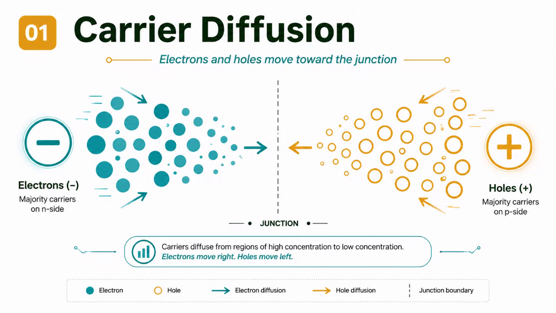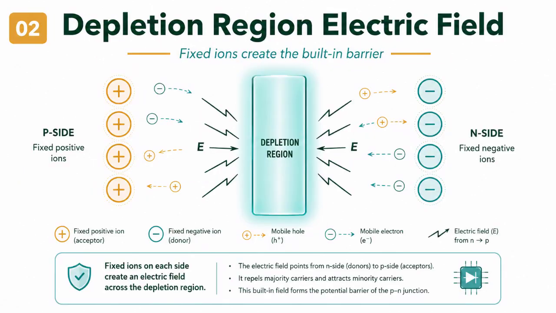So when an electron ditches the N side, it leaves behind a fixed, positively charged ion, and when a hole leaves the P side, it leaves a fixed, negatively charged ion in its wake. Now, all those newly exposed fixed ions create an intense electric field right at the border, and this field rapidly becomes so ridiculously strong that it physically shoves back against any further diffusion.